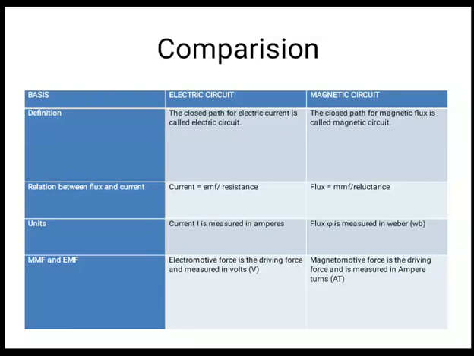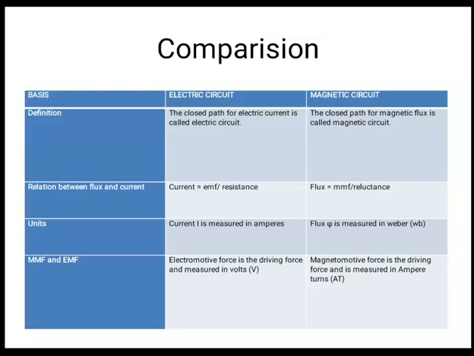Now this is a simple comparison between the electric circuit and magnetic circuit, which is very important from the exam point of view. Okay. As I explained in the last lecture, the similarities between electric circuit and magnetic circuit are the same here. Let's go through it one by one. First one is definition. The closed path for the electric current is called the electric circuit. There it was current, and what in a magnetic circuit? It is flux. So what we have to do? Just replace the word current by flux. The closed path for the magnetic flux is called a magnetic circuit.